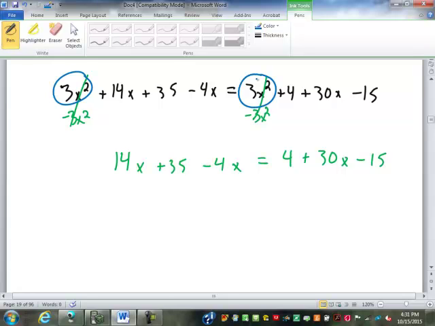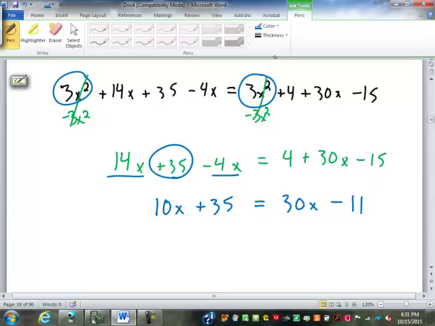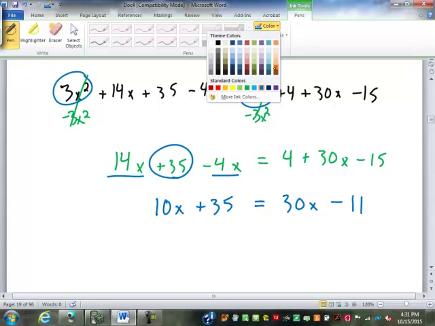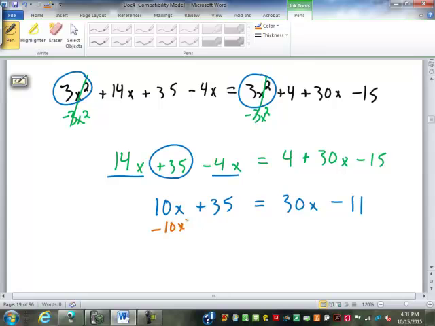So here the x squared is gone, the 3x squared canceled out on each side, subtracted out. What would be our next step? Yeah, 14 and negative 4x make 10x. We still have the positive 35. On the other side, what are we going to end up with? 30x minus 11. Good. Then what? Factor 10x. So 35 equals 20x minus 11.